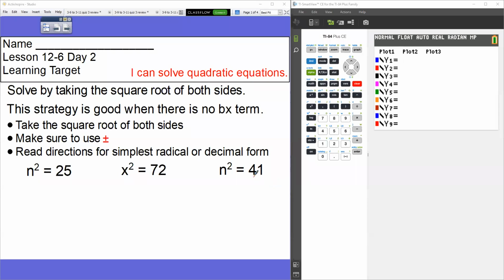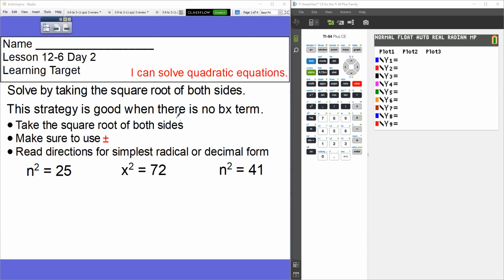This is the lesson for 12-6, day 2. What you're starting to do today is solving quadratic equations. Now, if you take a look at all three of these different problems, these are all solving quadratic equations. How do I know that it's a quadratic? Well, it has the x squared or n squared.